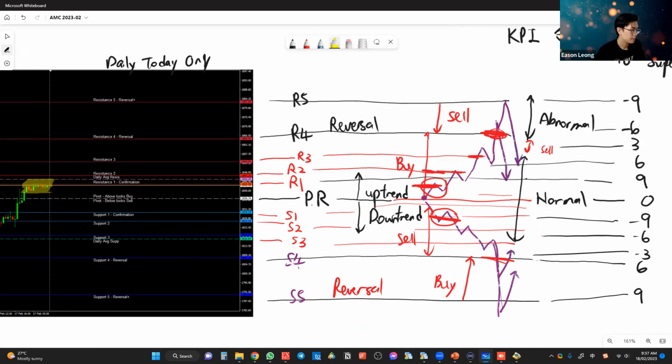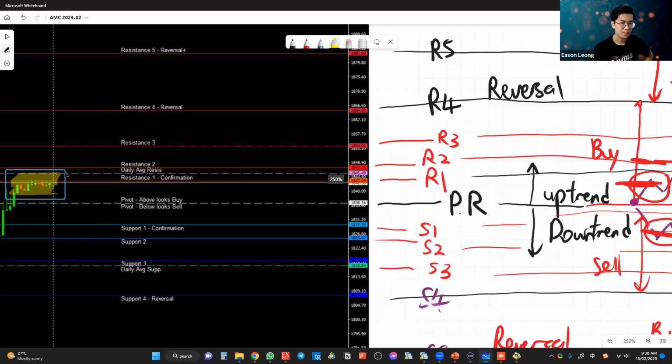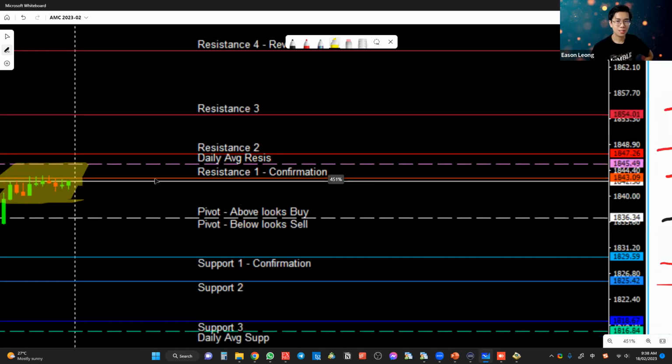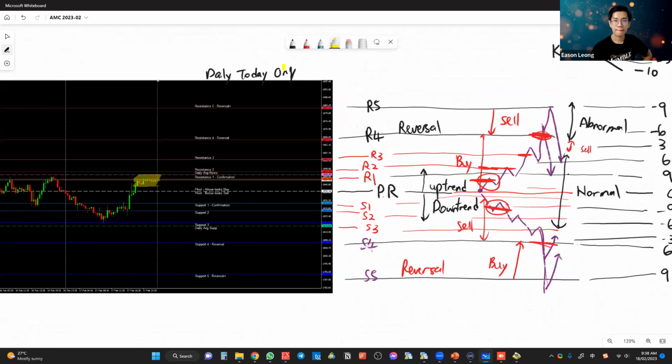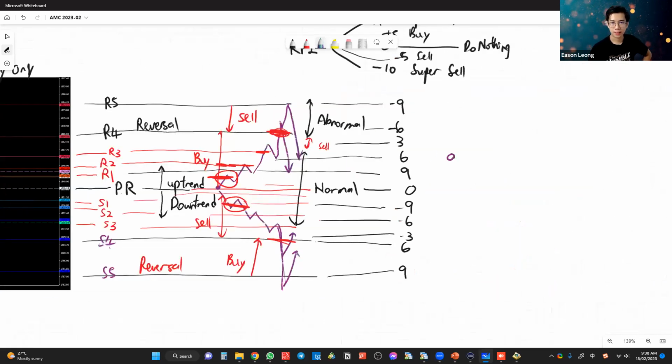A lot of you typed a 9 into the chat box, and some of you typed a 0. Some of you may say it's 0, some may say it is 1. It is up to you to define the confidence level, because right now it's very close to resistance 1. And indeed, if I zoom in, it has touched resistance 1. So it is indeed a 9. So we put a 9 over here. The scoring itself is indeed a 9.